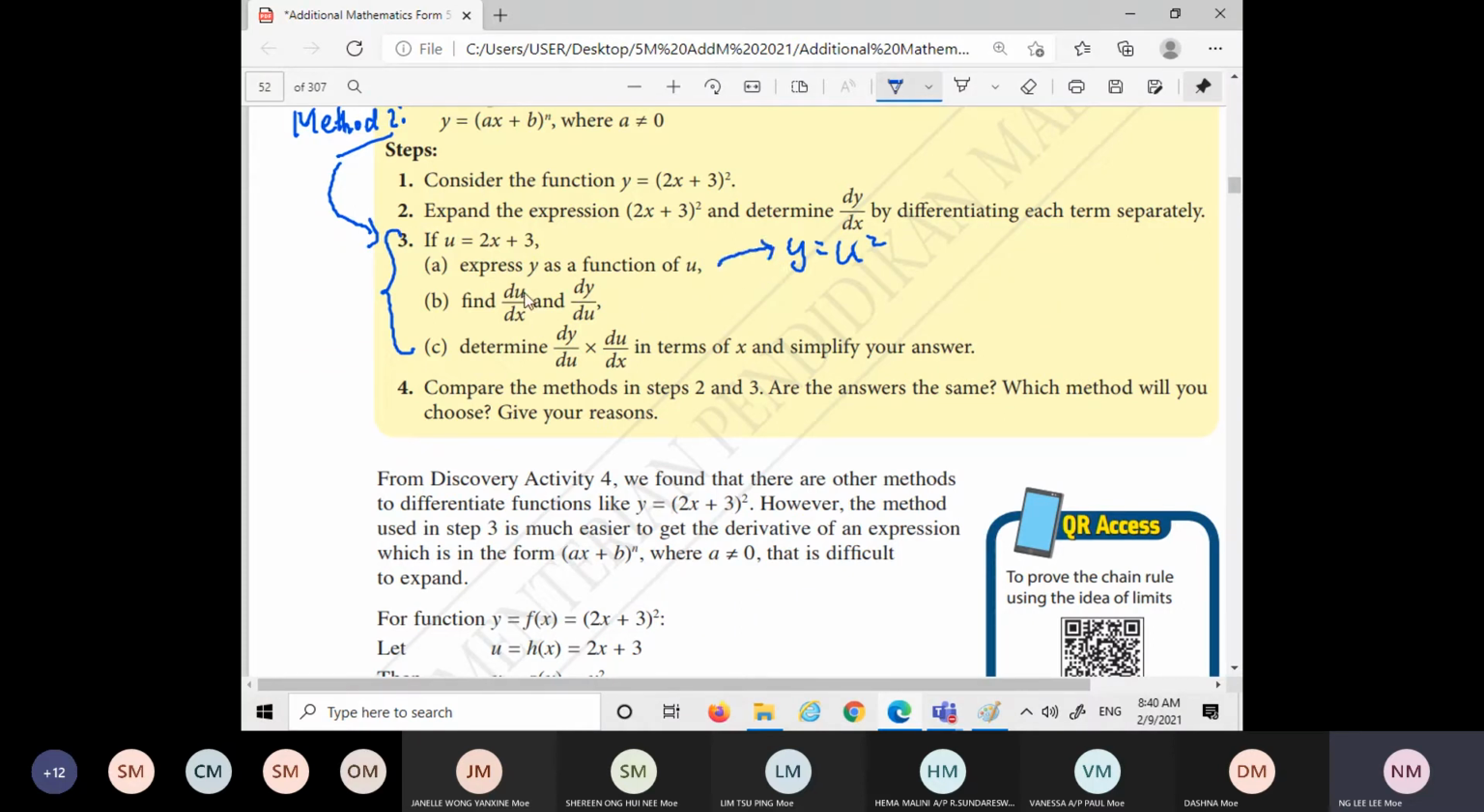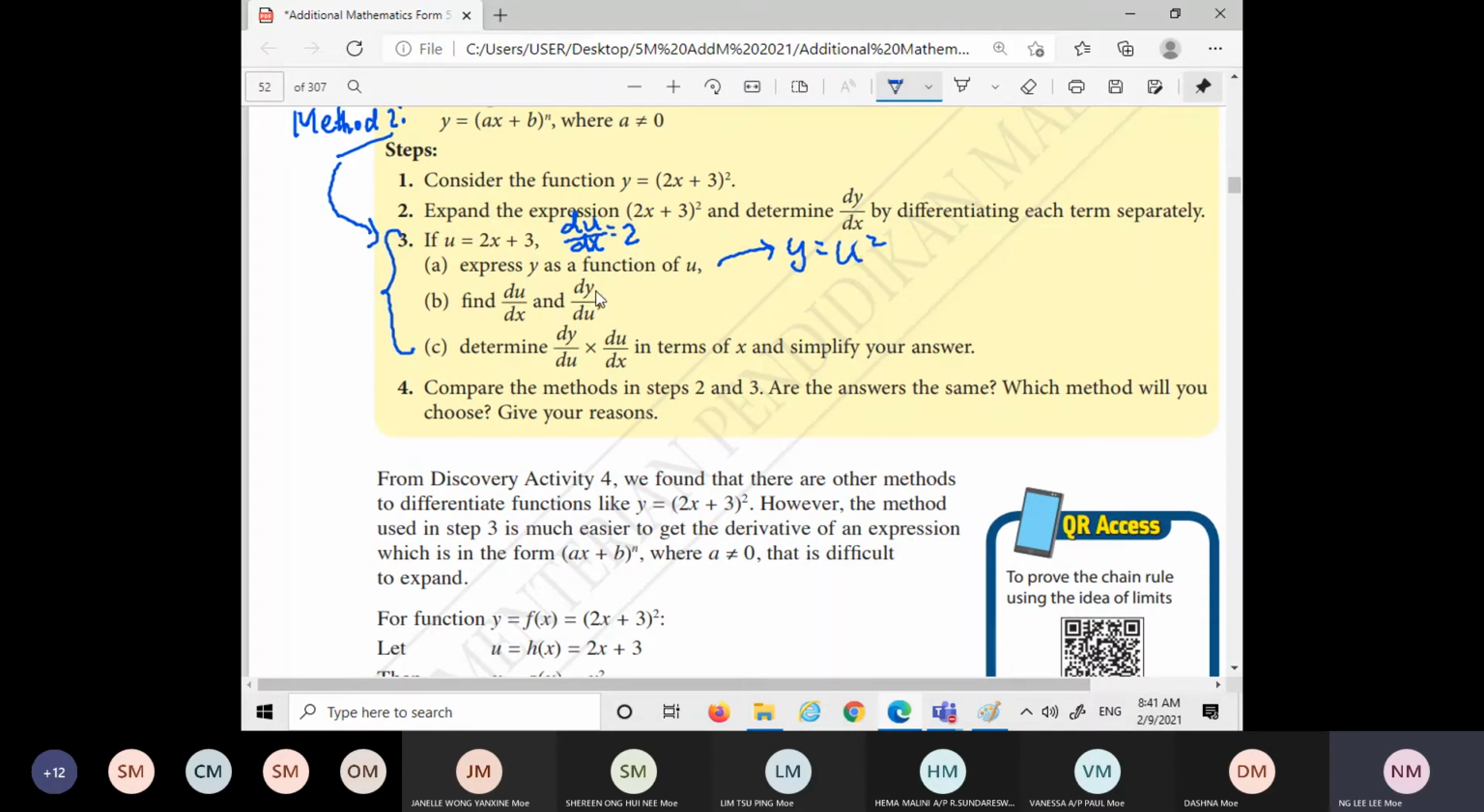Okay, after that, you find this and this. What is this? du/dx. If u is equal to 2x plus 3, now the subject is u, so you differentiate u with respect to x. Differentiate 2x, you get 2. Differentiate 3, you get 0. So du/dx is equal to 2.